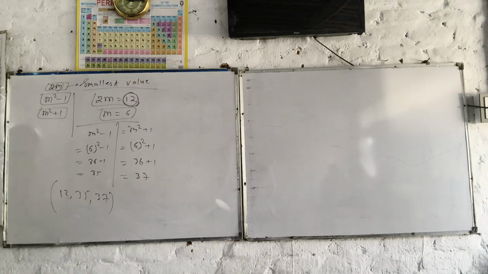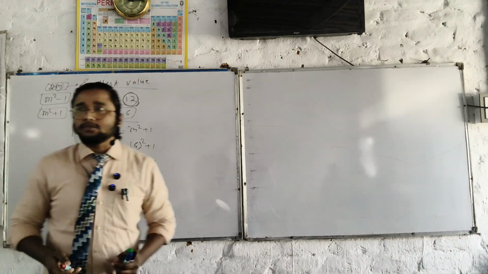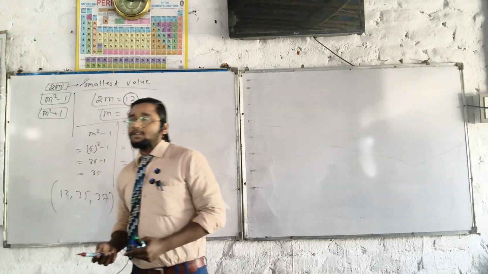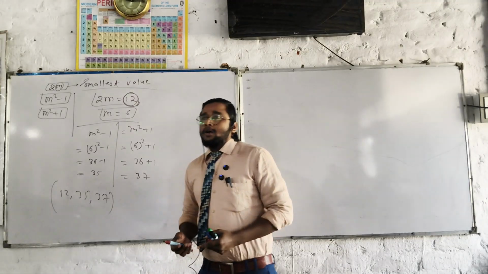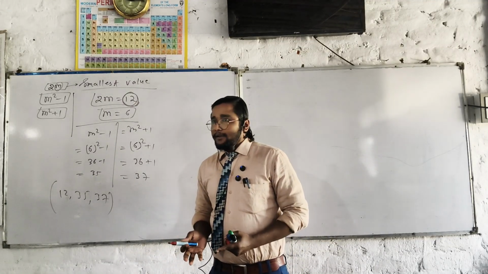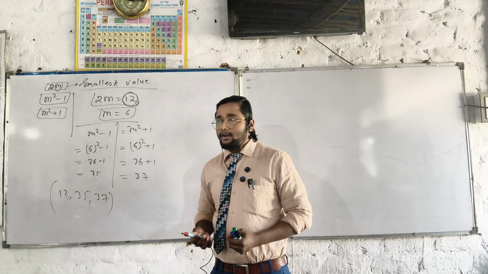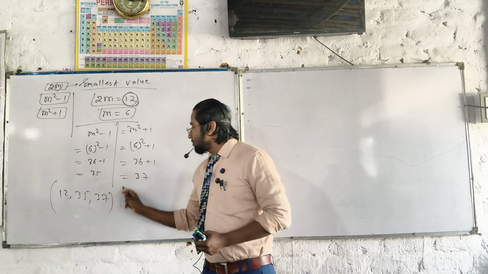And we studied the Pythagorean triplet. What we studied is that if the sum of the squares of two numbers is equal to the square of the third number, then those numbers are called a Pythagorean triplet, right? Let me tell you what I'm saying now.